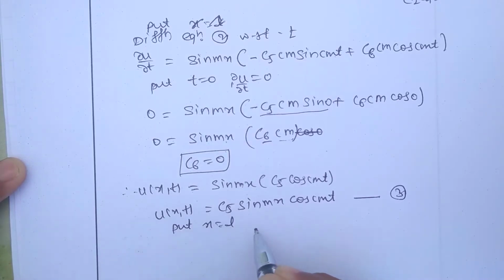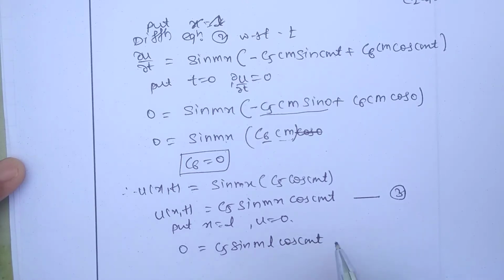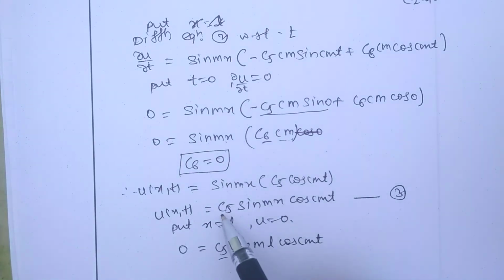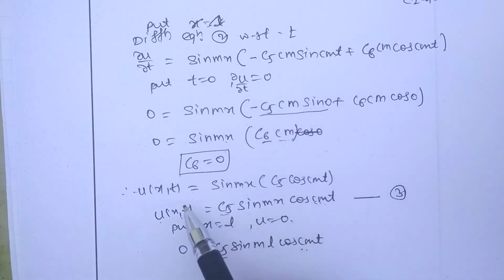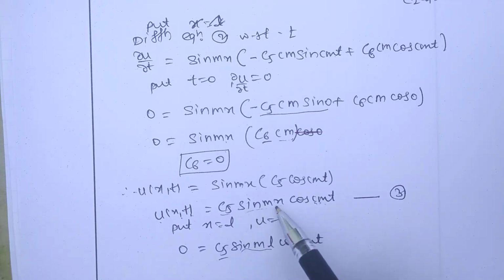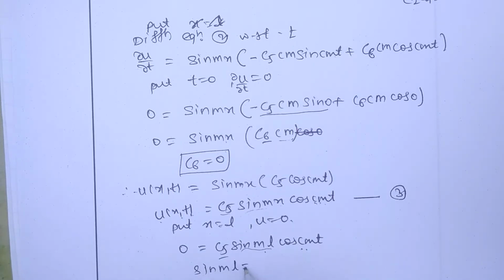So what is condition number 2? Put x equals to L and u equals to 0. So you will get u equals 0, that means the left hand side is 0. c5 sin ml cos cmt. Now see here, c5 is never 0 because c5 is present in equation number 3. If it is 0, the whole u of x comma t is 0. Cos cmt is also not 0 because if we take cos cmt as 0, this term is present in equation number 3, so u of x comma t becomes 0. Sin ml is the only different term, it is not present here. It is sin mx here. Sin ml is there.